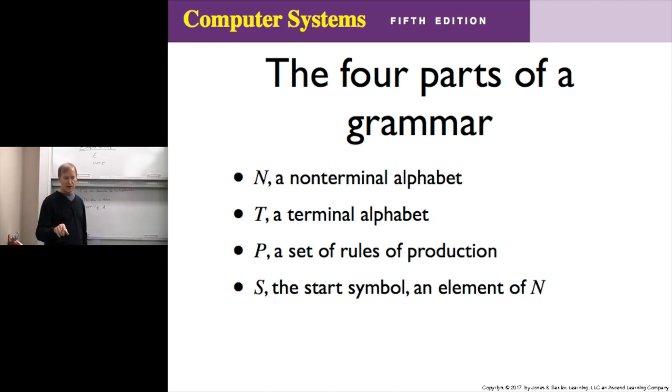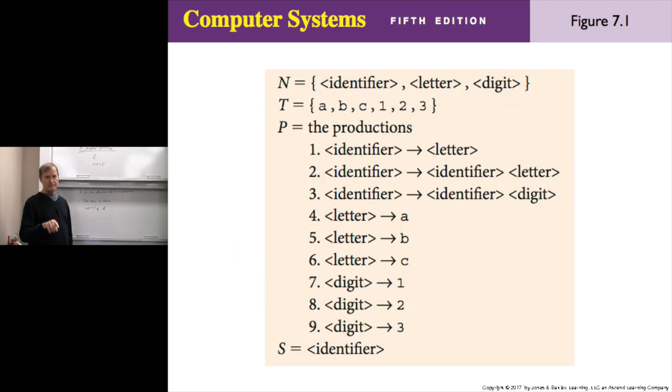So P is the production. So how many production rules do we have in this grammar? Nine. We've got nine of them. Okay? And so the first production rule is identifier produces letter. The second one is identifier produces identifier concatenated with letter. The third one is identifier produces identifier concatenated with digit. The fourth one is letter produces A. The fifth one is letter produces B. Letter produces C. Digit produces 1. Digit produces 2. Digit produces 3.